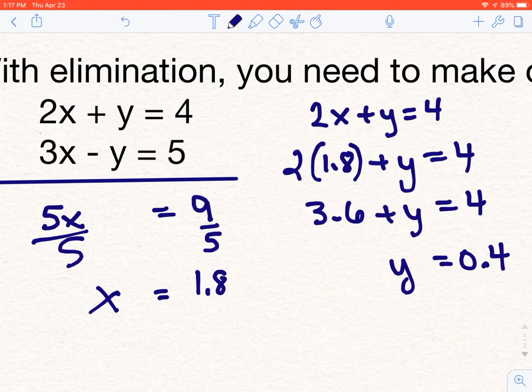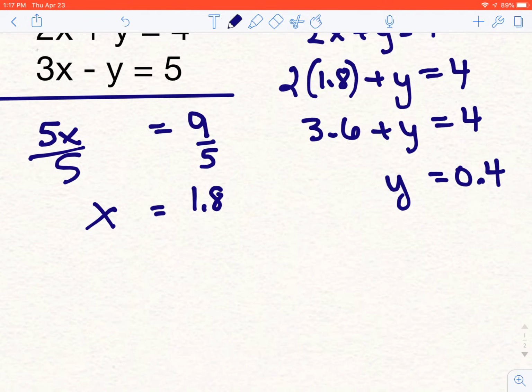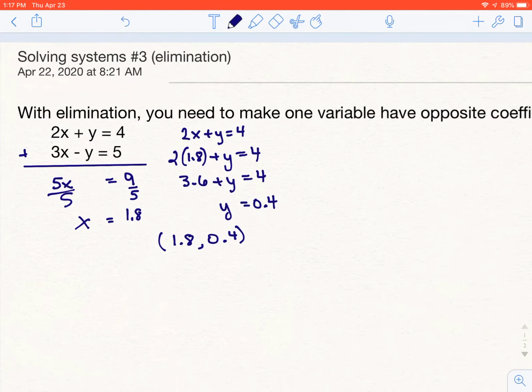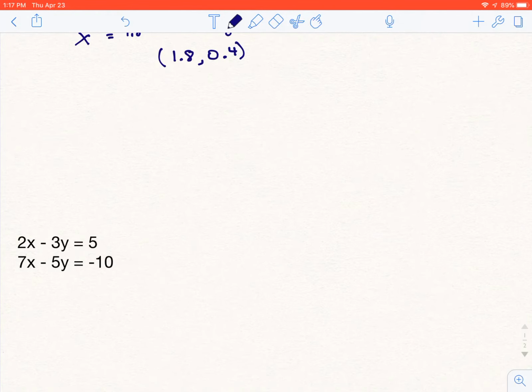That's what I've gotten both times, whether I did it by graphing or by substitution. Remember, the final answer has to look like a point: 1.8 comma 0.4. Okay? All right, that's easy enough. Now, what if it's a little bit harder, like this one?